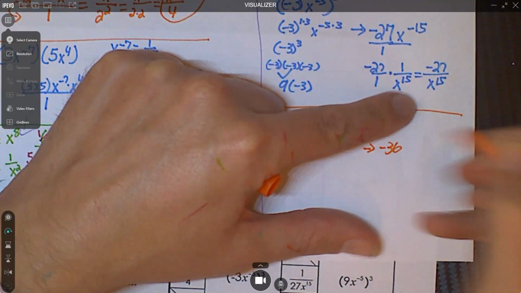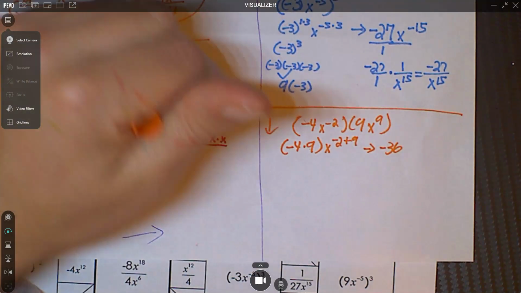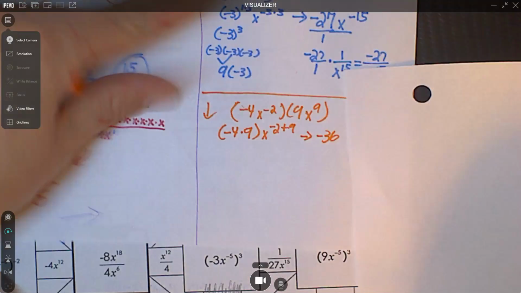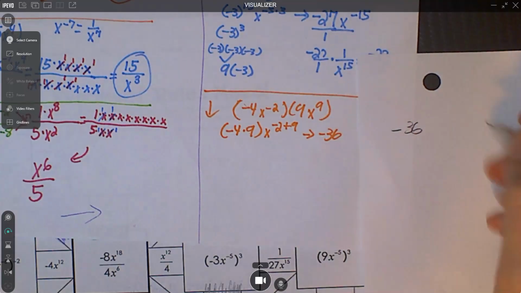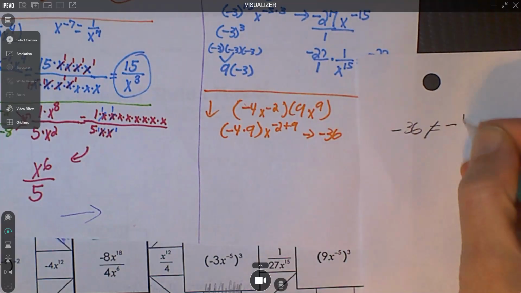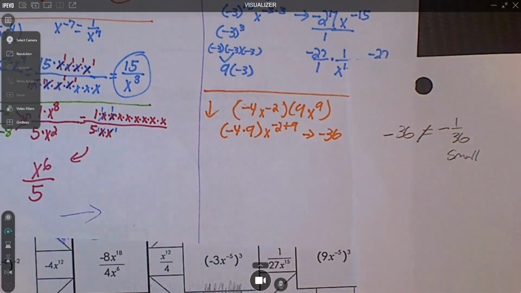So a lot of kids think, hey, that's negative 36, I move it to the denominator. That's not correct, because think about it. Negative 36 is not equal to negative 1 over 36. This is really small. I mean, really, really small. So it's not the same.